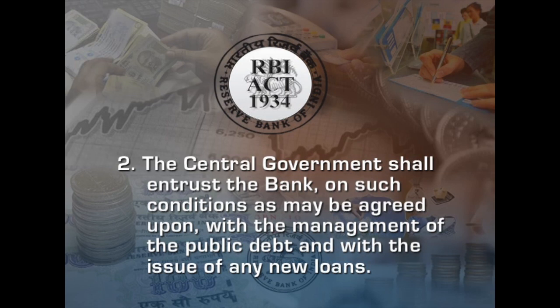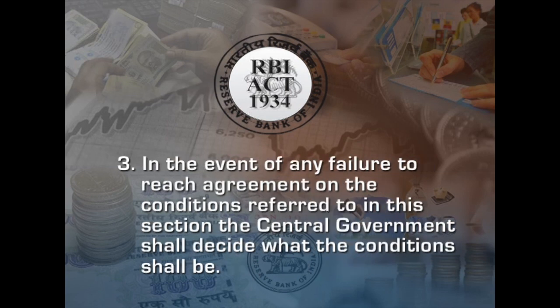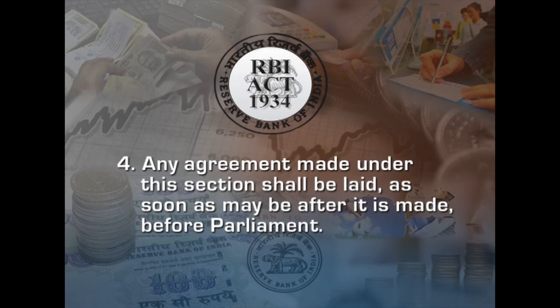2. The central government shall entrust the bank on such conditions as may be agreed upon with the management of the public debt and with the issue of any new loans. 3. In the event of any failure to reach agreement on the conditions referred to in this section, the central government shall decide what the conditions shall be. 4. Any agreement made under this section shall be laid as soon as may be after it is made before Parliament.